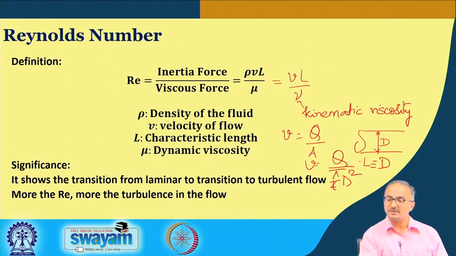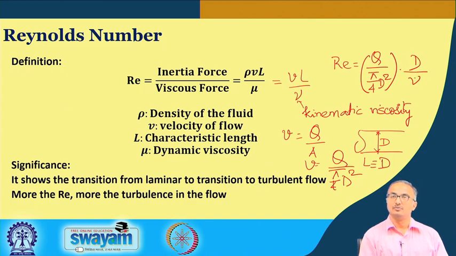So, if you put these values over here, what do you find? The Reynolds number is coming out to be Q by pi by 4 d square into d divided by nu. And what is this? You find that this will be 4 by pi Q by d nu. So, many times you find such an expression for the Reynolds number, and sometimes it is given in terms of the mass flow rate.